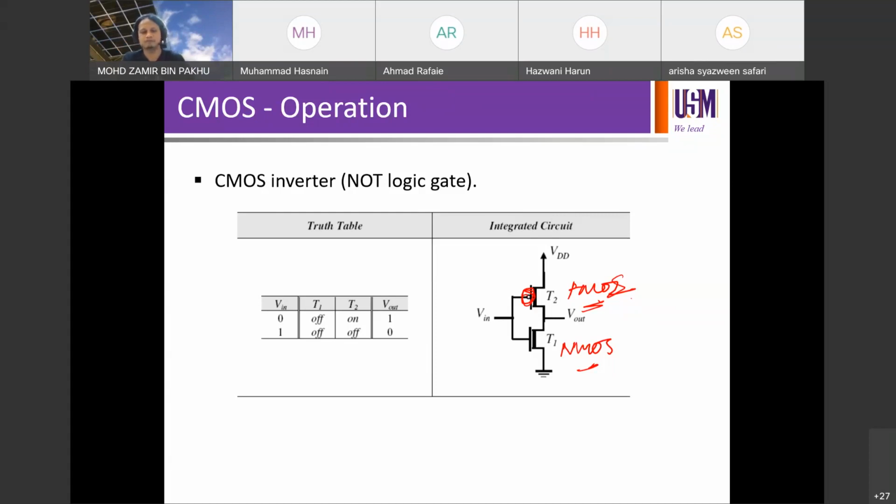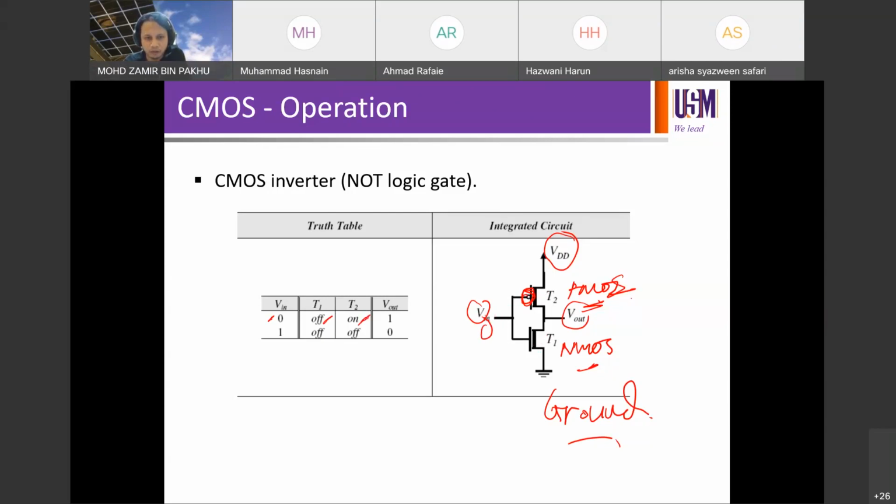Let's look at a simple circuit like this, an inverter. This is the input, this is the output, this is the VDD, the supply voltage, and this is the ground. Just to demonstrate the working principle. If you have 0 here, NMOS will take 0 as 0, then T1 will be off, because it is 0, so that means it's not on. And PMOS will invert. PMOS will make 0 as 1. So this T2 will be on.